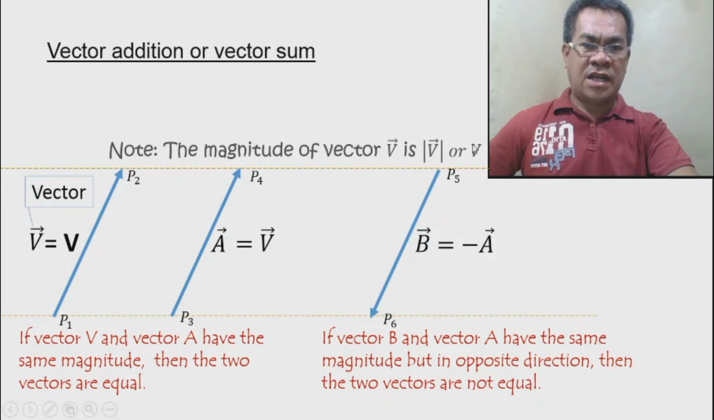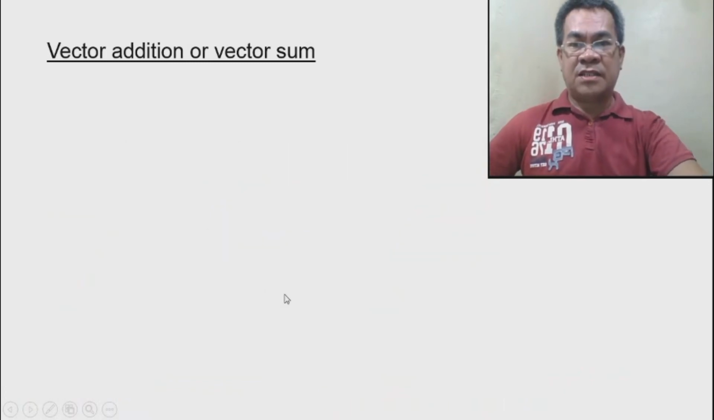So you can write the magnitude with the absolute sign, or simply remove the arrowhead and italicize it, with no absolute symbol. Remove the arrow, that's the magnitude. With the arrow, then it is a vector. Otherwise, take the absolute sign.